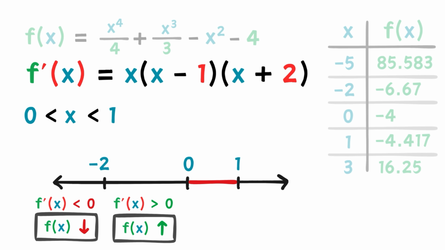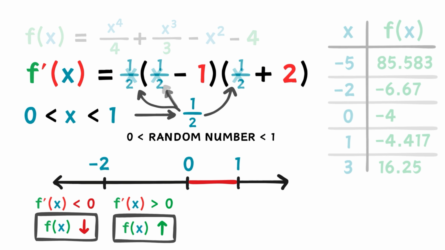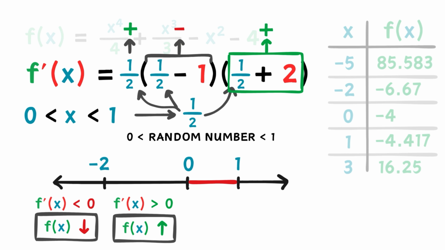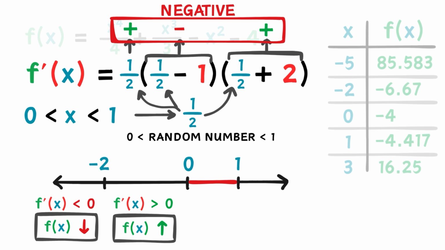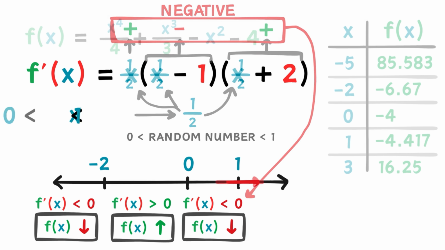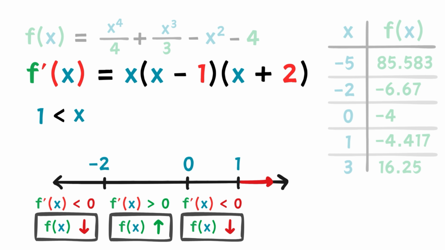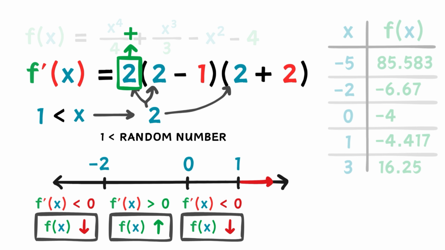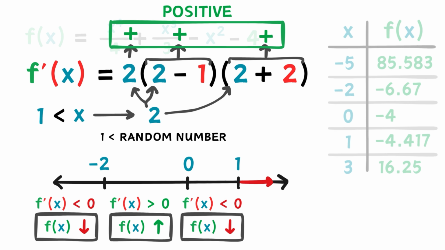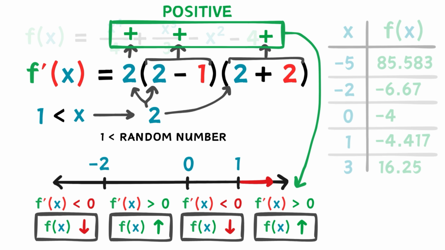From 0 to 1, we can use a number like 1/2. If we plug this in, we see the derivative is a positive number times a negative number times a positive. Thus, we know the derivative is a negative number, which means the function is decreasing. And finally, what happens for values larger than 1? Well, using a number like 2 for that interval, the derivative is a positive number times a positive number times a positive. So that means the derivative is positive, which means the function is increasing.